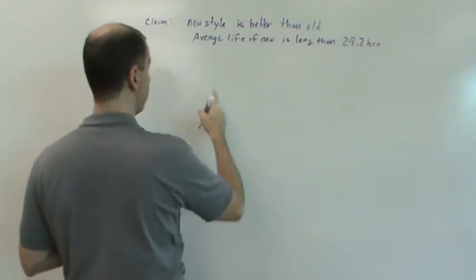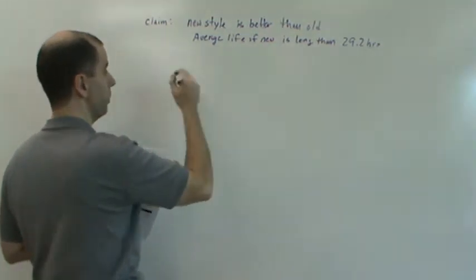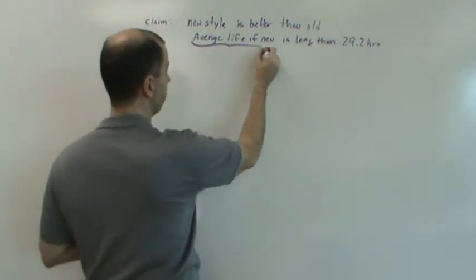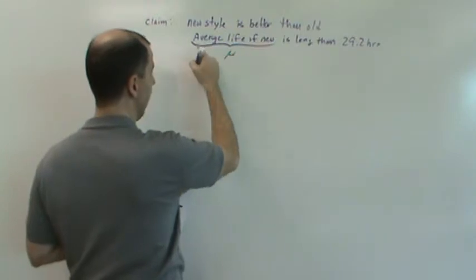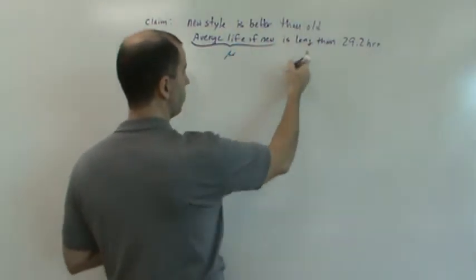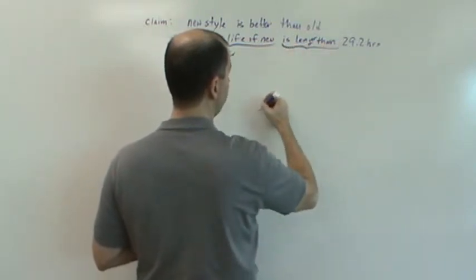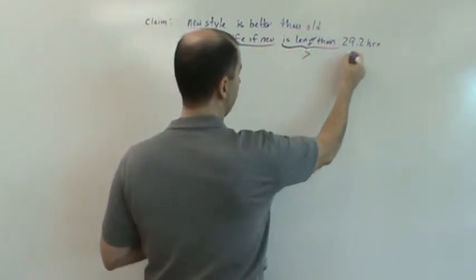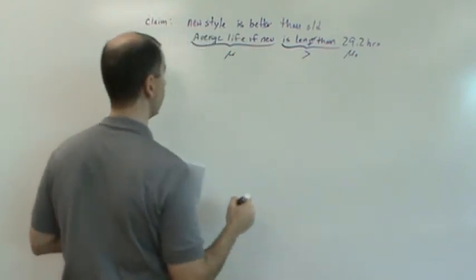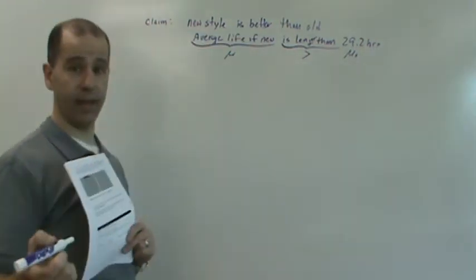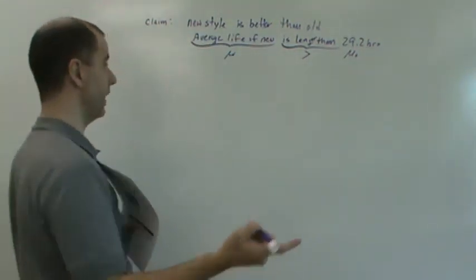So again, how do we translate this into symbols? Well, average life of the new, that's mu, right? Is longer, what is longer than? That's greater. And then, of course, this is mu naught. So this is going to be the alternative hypothesis again, and it's going to be a right-tailed test again.